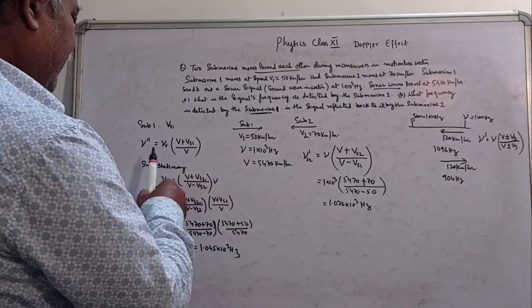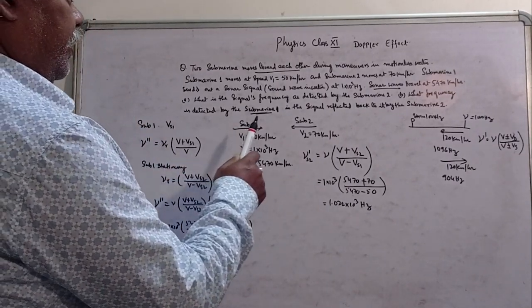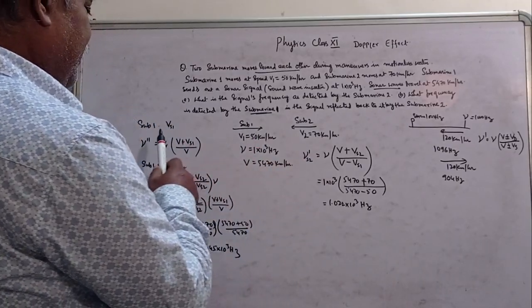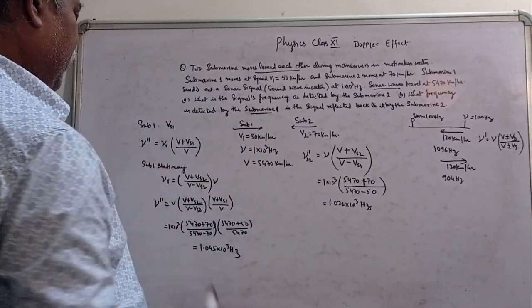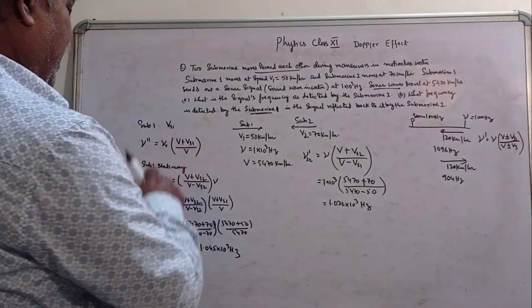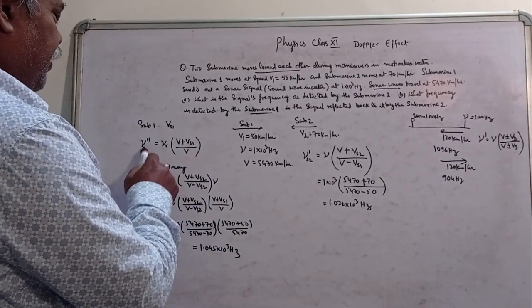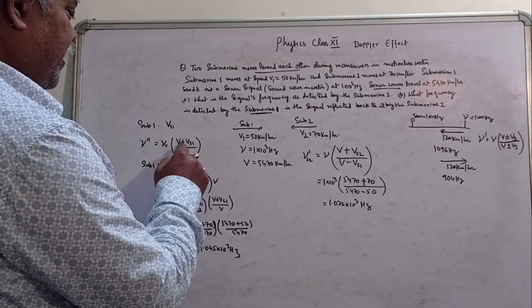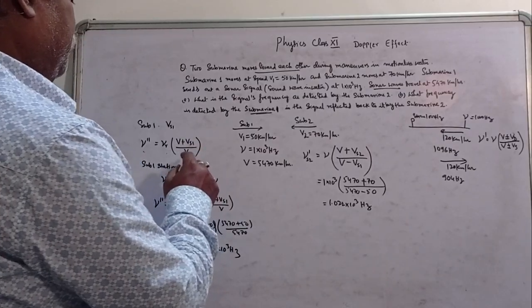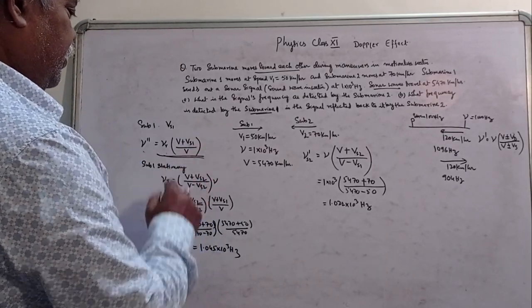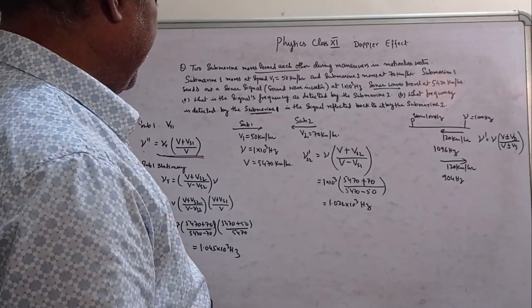And next, since submarine 1 is moving with velocity vs1, the detected frequency by submarine 1 will be v reflected into v plus vs1 by v. This will be this much. So this is how we calculate it.